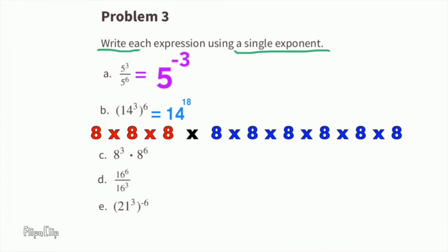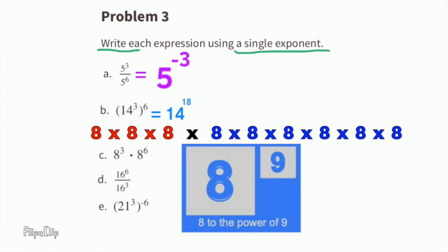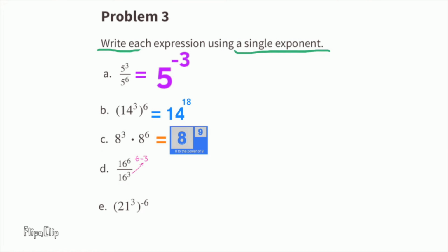Expression C, 8 to the power of 3 times 8 to the power of 6. Since they have the same base, you can add the exponents. The power of 3 plus the power of 6 is the power of 9. 8 to the power of 3 times 8 to the power of 6 is 8 to the power of 9. Expression D, 16 to the power of 6 over 16 to the power of 3.